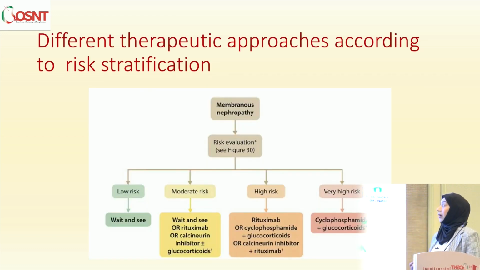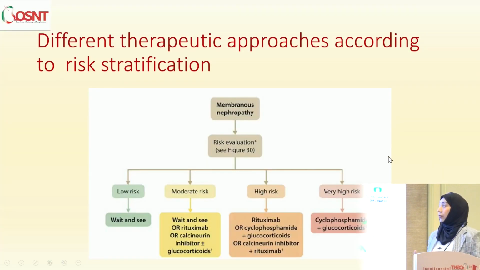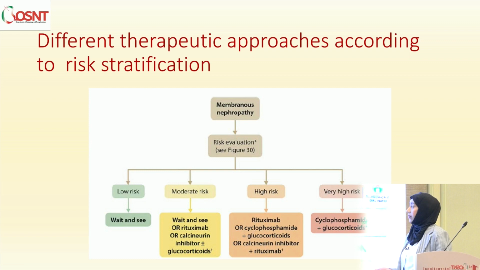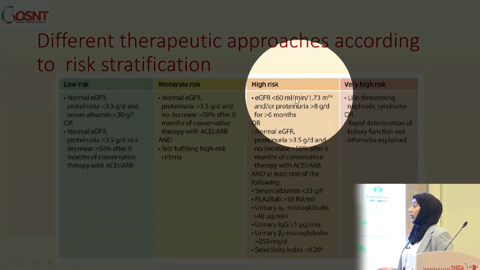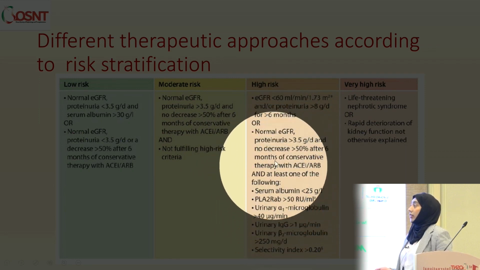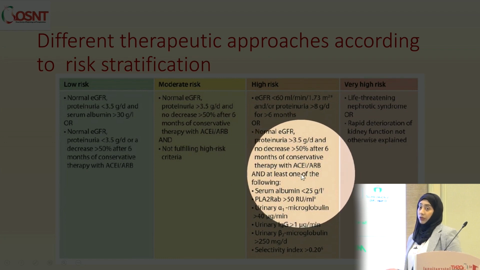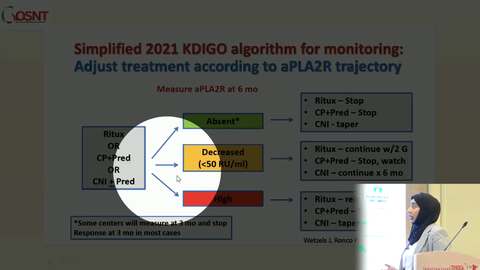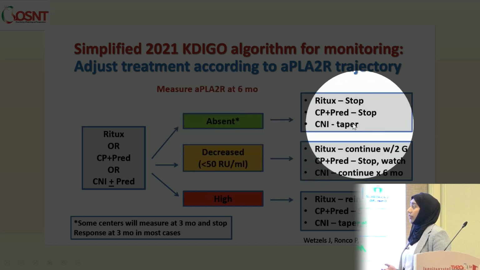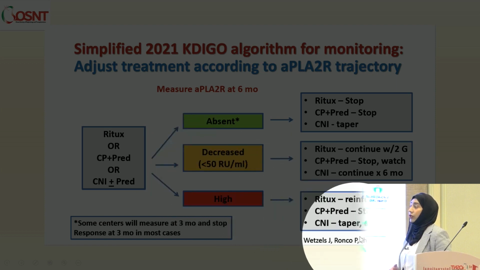And hence, with the new guideline, they have new classifications, and they have used so much information to classify the patients, and one of them is the anti-PLA2R antibodies. More than 50 will classify the patient as high risk, so it's very important to test for this antibody prior to starting the treatment. They have also used anti-PLA2R as a monitor in the guidelines. If it's absent, you can stop and taper, decrease, continue at lower doses, or maybe switch to other agents.